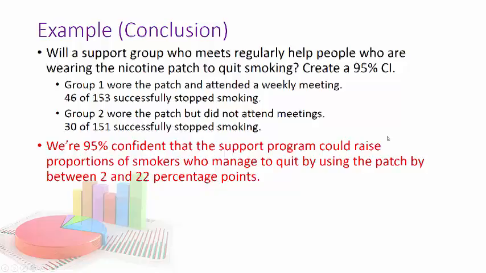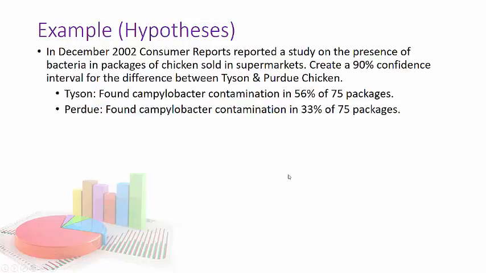Okay, our next example. In December 2002, Consumer Reports reported a study on the presence of bacteria in packages of chicken sold in supermarkets. We're going to go ahead and create a 90% confidence interval for the difference between Tyson and Perdue chicken for the presence of bacteria. So in Tyson, they found Campylobacter contamination in 56% of 75 packages. In Perdue, they found Campylobacter, I think I misspelled it, contamination in 33% of 75 packages.